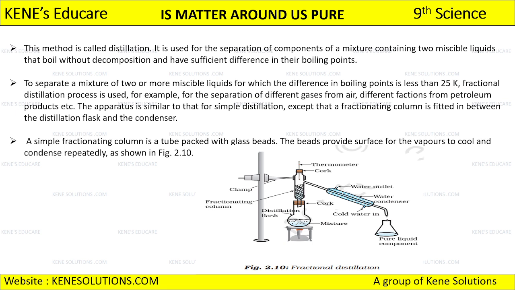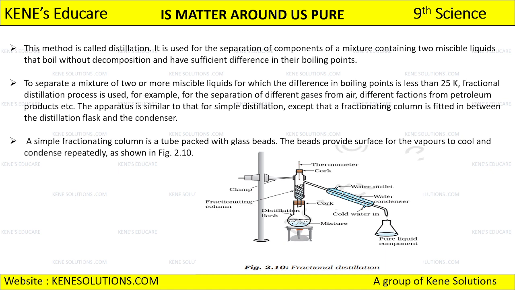And this fractional distillation apparatus is going to be similar to that for simple distillation, except that a fractionating column is added in between. Now can you see the distillation flask and the condenser? The arrangement is same, it's just that we are adding one more thing in between, that is called the fractionating column. So we are going to fit this fractionating column between the distillation flask and the condenser.